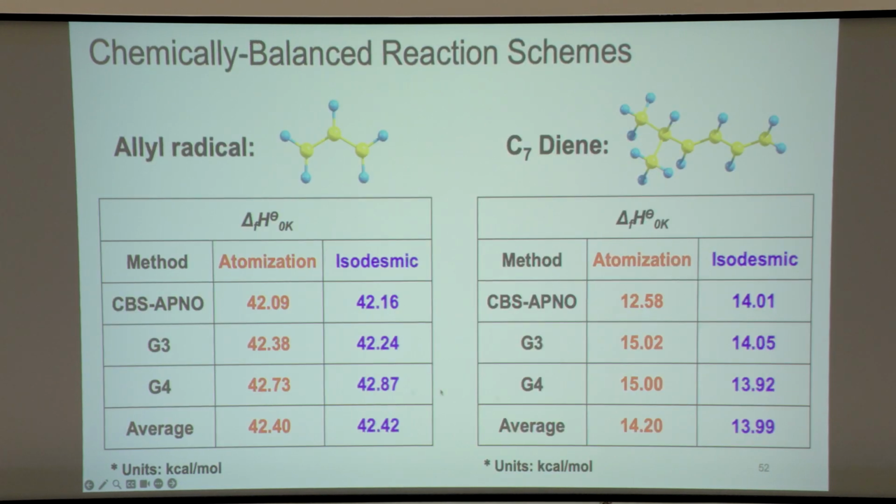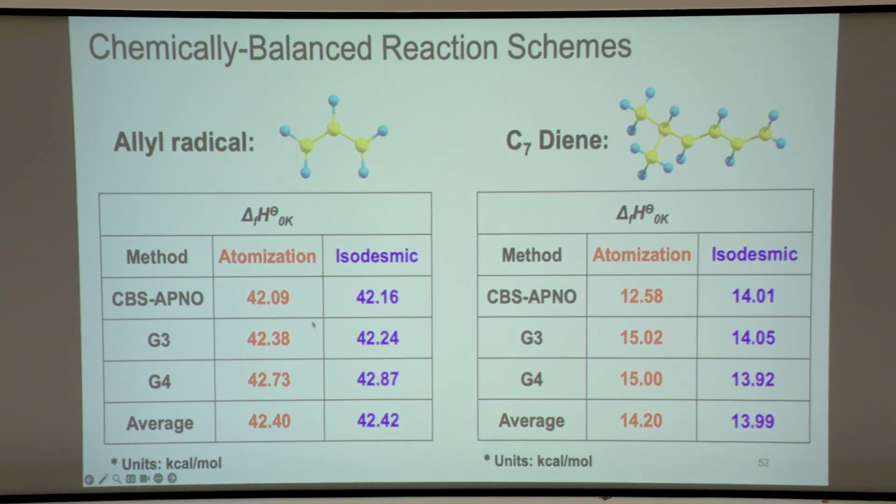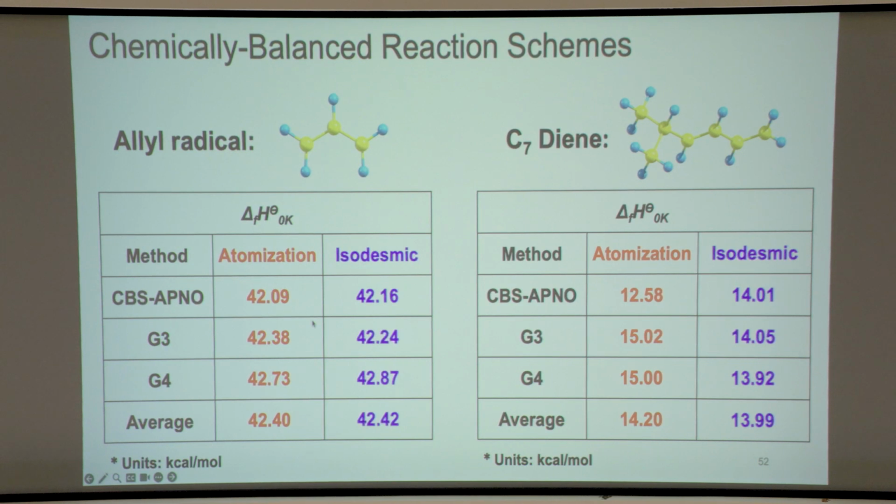What we do, we check both of them and we compare. So let's say for this allyl radical, I take 3 different quantum chemistry methods. I calculate, you can see every method gives me a different energy for the heat of formation using the atomization technique, and also different values in the isodesmic. But the errors are pretty small, right? 42.4 is the average. The max is 42.7. The minimum is 42. So your error is about 0.6 or 0.7 kcal using these 3 methods.